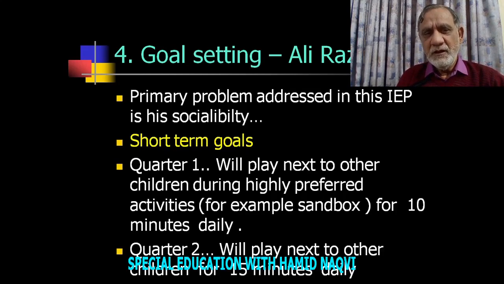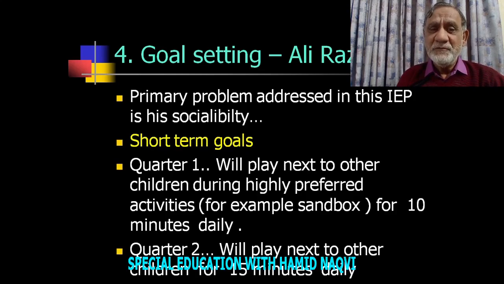Be very, very clear. Usually, normally, short-term goals are limited to 1 quarter, that is 3 months. And we said that in 1 quarter, he would do this. In 2nd quarter, he would do that. For instance, in this particular case, in quarter number 1, we'll play next to other children during highly preferred activities, for example, sandbox for 10 minutes daily. Again, I'll read that for you. We'll play next to other children during highly preferred activities for 10 minutes.